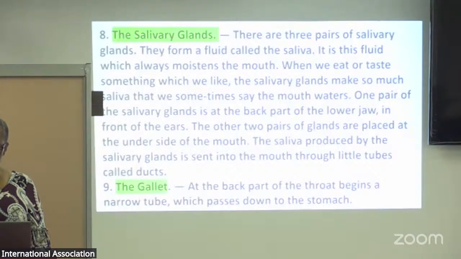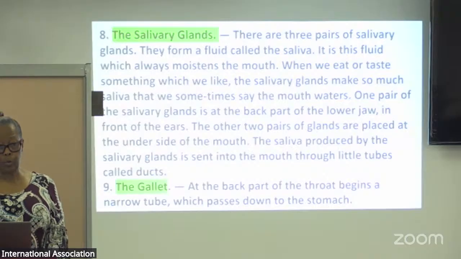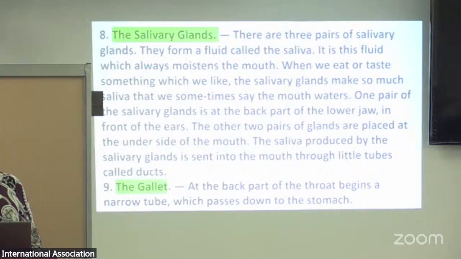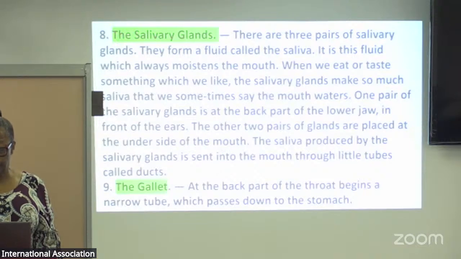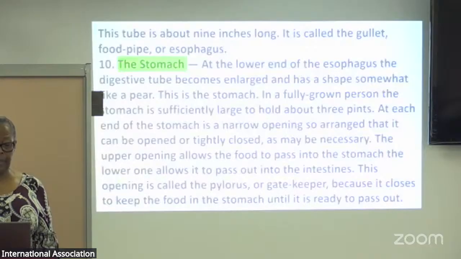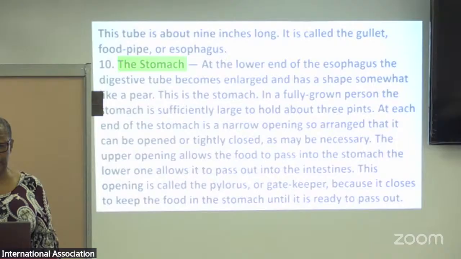The saliva produced by the salivary glands is sent into the mouth through little tubes called ducts. Then we have the gullet. At the back part of the throat begins a narrow tube that passes down into the stomach. This tube is about 9 inches long, and it is called the gullet, the food pipe, or the esophagus.